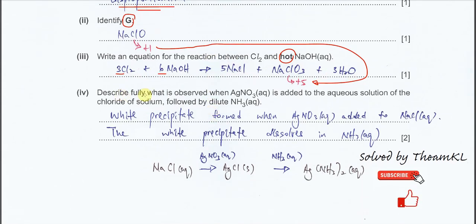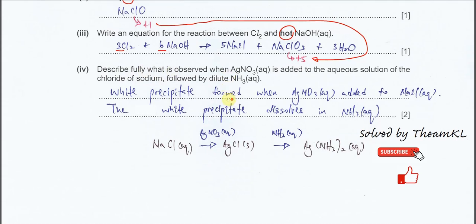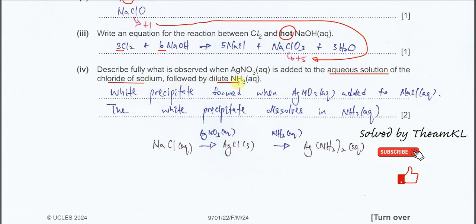Part 4. Describe fully what is observed when the silver nitrate is added to aqueous solutions of the chloride of sodium. This one is the first observation, then followed by dilute ammonia. This is the second observation. So first, this is what happened.